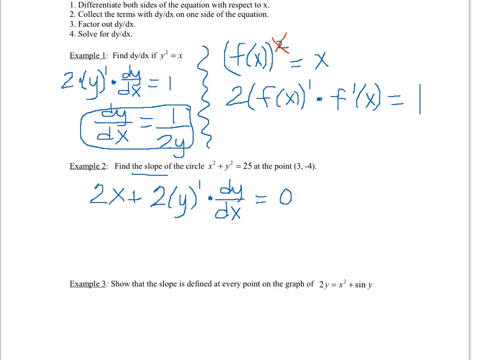So now we can go ahead and plug in the point 3, negative 4. So 3 is our x value. Negative 4 is our y.